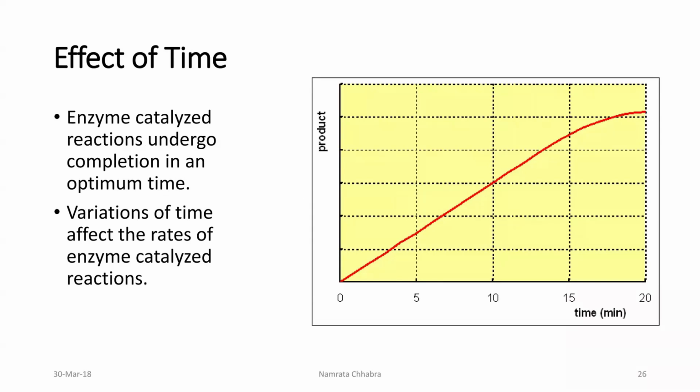If you look at this clearly, you can see that with an increase in time, there is an increase in product formation. But at this point, it starts going down. It means that if you allow the reaction to continue like this, it will affect the reaction. So variations of time affect the rates of enzyme-catalyzed reactions.